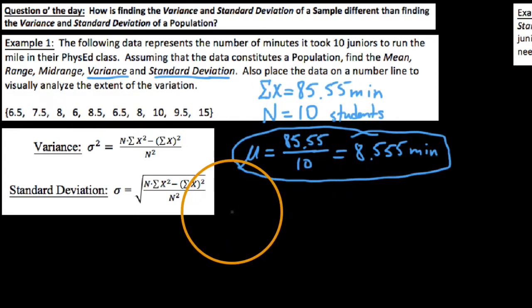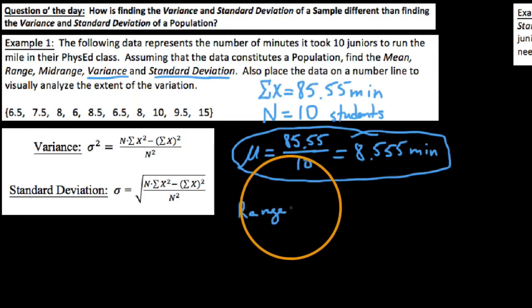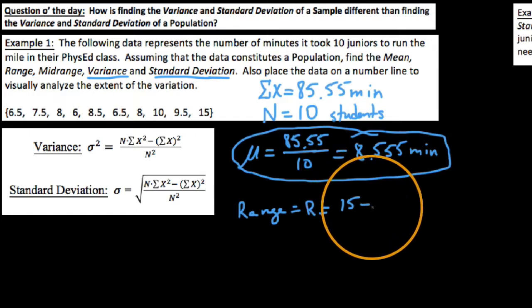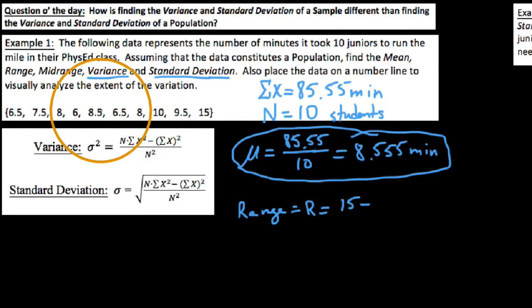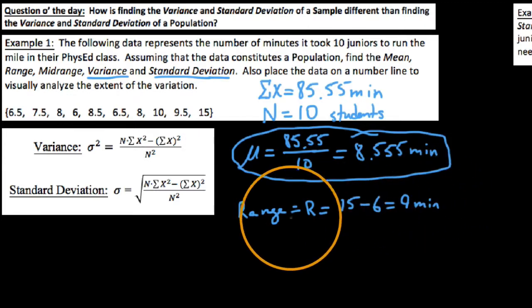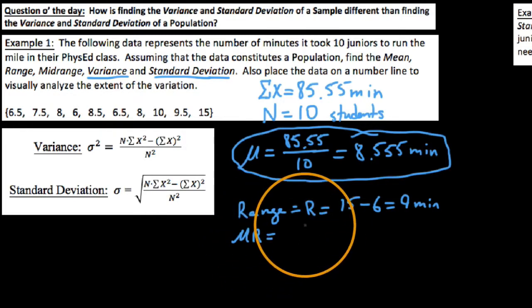Okay, so as far as the range, we can calculate those very quickly here. The range, we also use the capital letter R to represent this. We would just take the maximum time, 15, minus the minimum time. Looks like our minimum time here was somebody ran it in 6 minutes. So we'd say there's a 9-minute range, and that is the spread of our data. And let's say we also want to find the mid-range, which is the average of the min and the max.